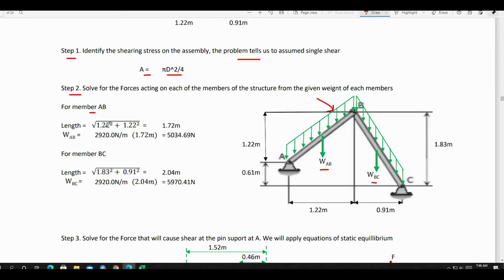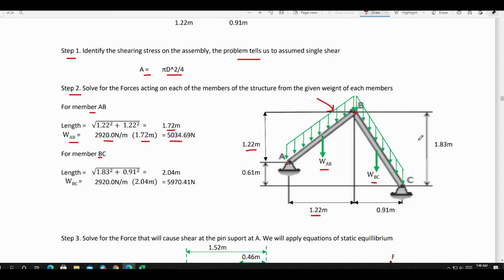So for member AB, length is just equal to the square root of 1.22 squared plus 1.20 squared. That is by Pythagorean theorem, equal to 1.72 meters. So weight for AB is just equal to the intensity multiplied by the length of member AB, that is equal to 5,034.69 Newton, and it is acting at mid-length of member AB, that is located 1.22 divided by 2 from point A, and that is also 1.22 over 2 from point B of the assembly.